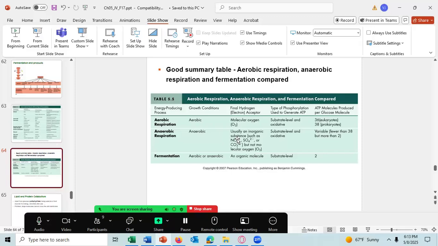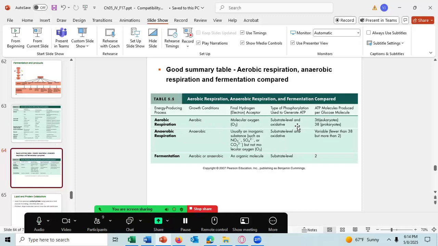The final electron acceptor is an inorganic substance other than oxygen, like nitrate, sulfate, carbonate, some molecule other than oxygen. Fermentation can happen either in aerobic or anaerobic conditions. It doesn't use oxygen, but it's not hampered by oxygen. The final electron acceptor is an organic molecule of the fermentation.